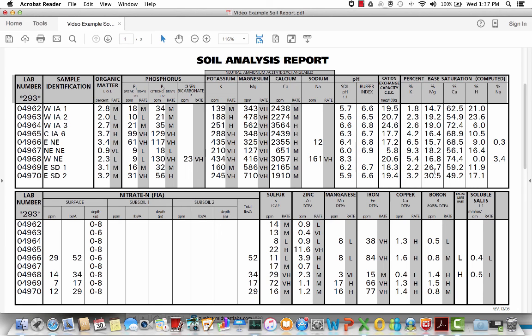So again, looking at those mag percentages, most of them look pretty good with the exception of those last two samples. Those are quite high, and those would be something I might want to go after. So let's move on to the calcium base saturations. I said I want to be between 65 and 75% on the base saturation.